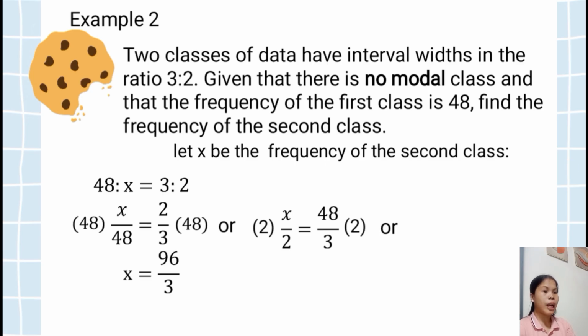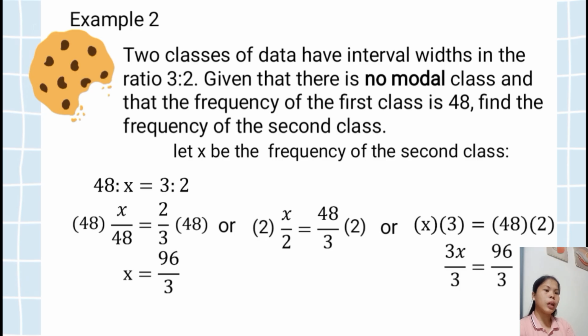Or we can also use the product of means and the product of extremes. So we have x times 3 is equal to 48 times 2. So that is 3x divided by 3 is equal to 96 divided by 3. So that still gives us x is equal to 96 divided by 3. So x would be equal to 32.